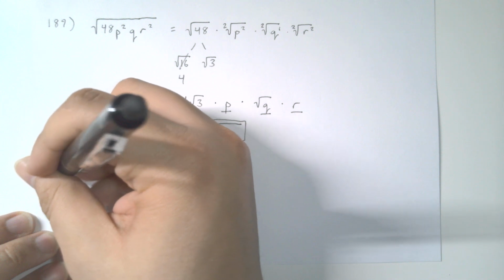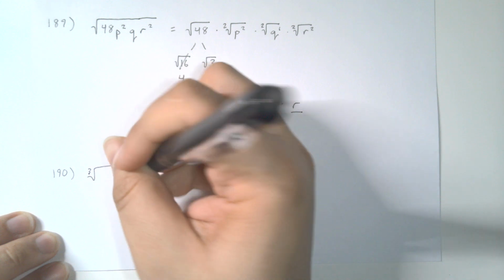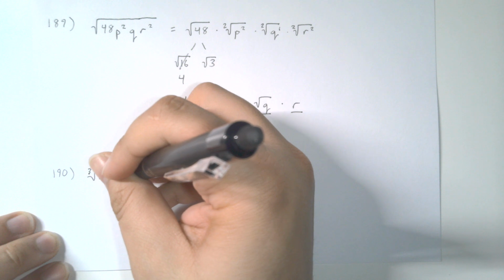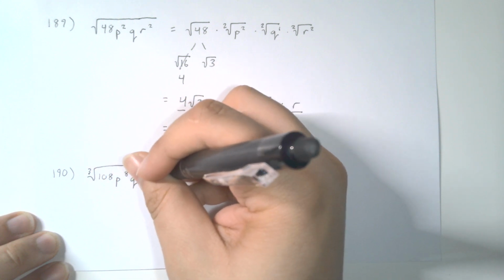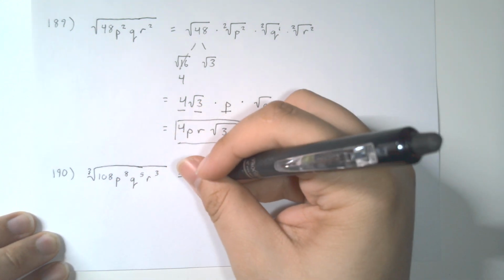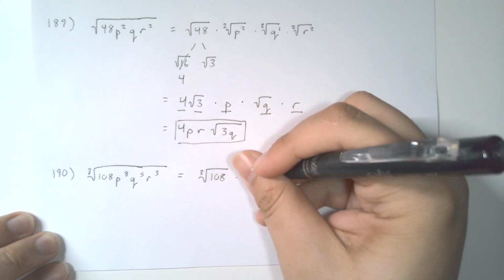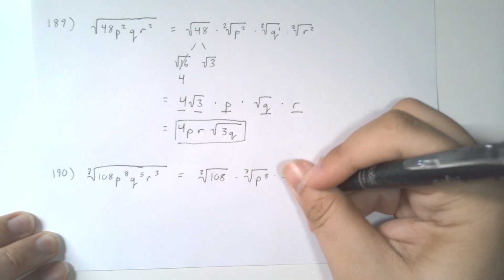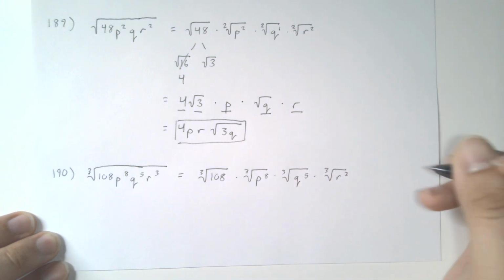Next, we have for 190 the cube root of 108 p to the 8th, q to the 5th, and r to the 3rd. So first we separate this out. We have the cube root of 108 times the cube root of p to the 8th times the cube root of q to the 5th times the cube root of r cubed.